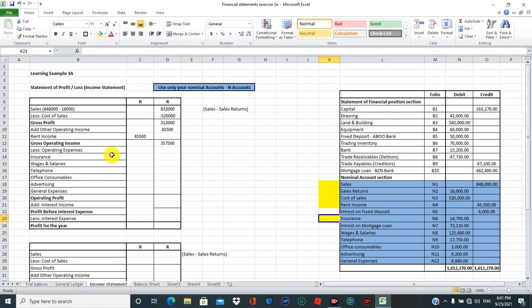So let's put the insurance 14700. Insurance there. Okay, that's 14700. The wages and salaries. Okay, so wages and salaries. Let's highlight that baby. 125680. Then we do the telephone. 17750. Wow, they must do a lot of calling. 17750. And then we've got office consumables, which is 3000.